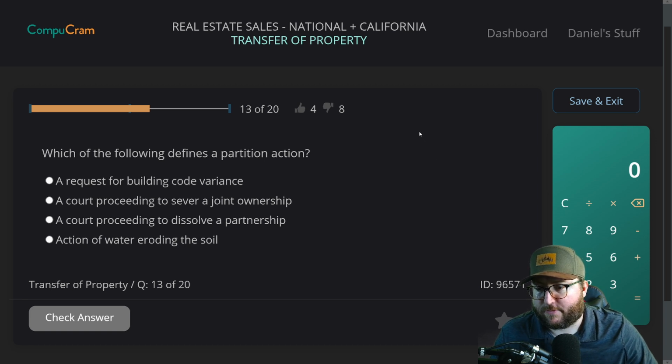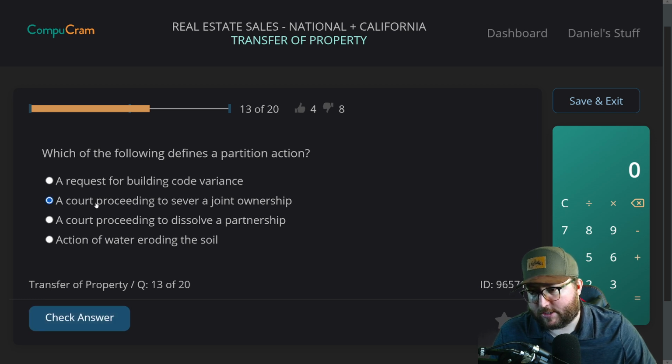Question 13. Which of the following defines a partition action? A request for building code variance, a court proceeding to sever a joint ownership, a court proceeding to dissolve a partnership, action of water eroding the soil. We just had partition action. We know that it splits up something. So I want to say a court proceeding to sever a joint ownership or a court proceeding to dissolve a partnership. I think it has something to do with the title. Joint ownership would be title, right? Partnership, I don't know, would be title.